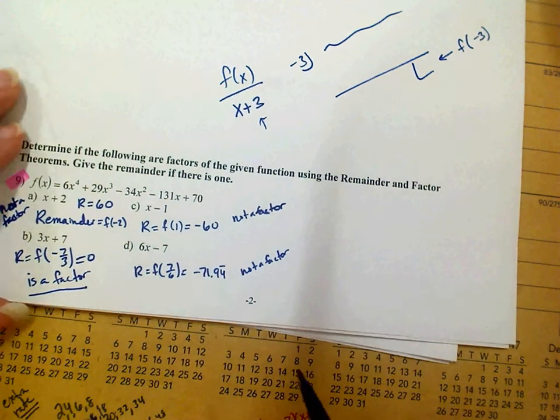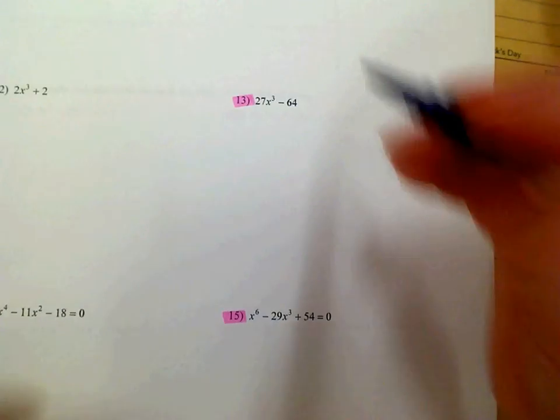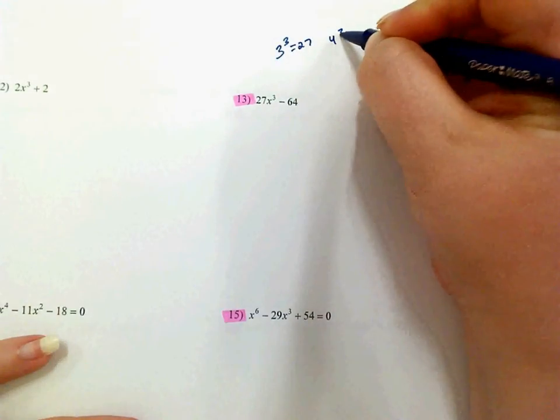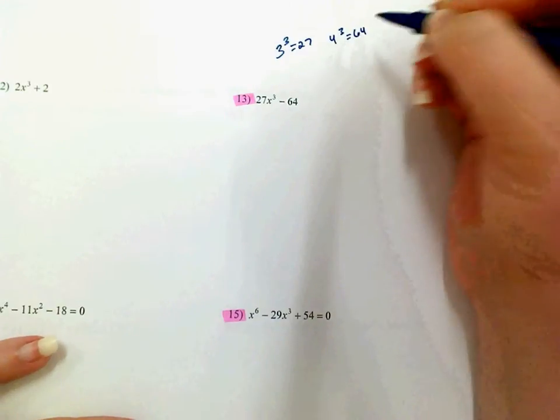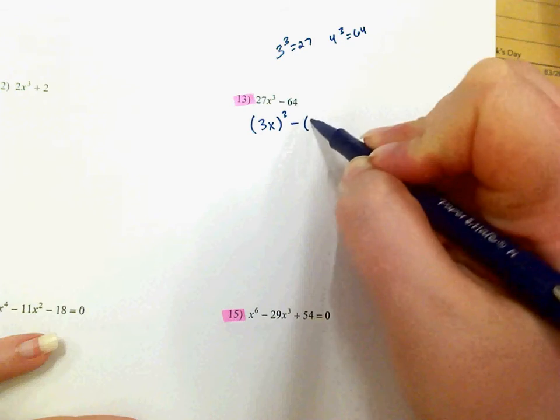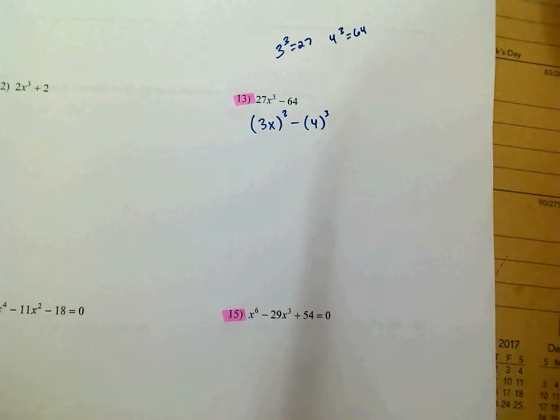Okay. Let's go to number 13. So on number 13, you got a difference of perfect cubes, and I know that 3 cubed is 27, and 4 cubed is 64. So I can rewrite this as 3x cubed minus 4 cubed. And I want to know when this equals 0. I want to find the roots.